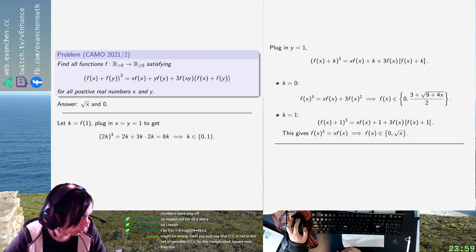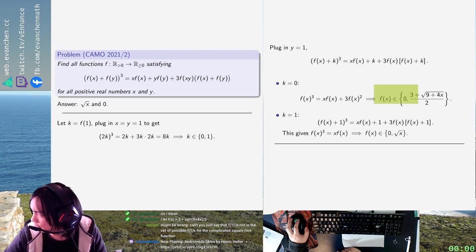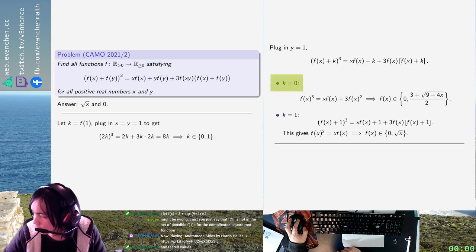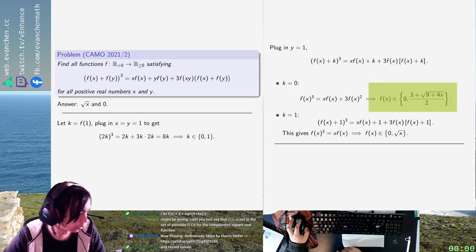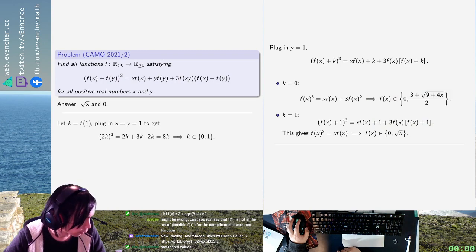I let f of x equal... Can't you just say that f of 1 is not in the set of possible f1s? Well, the problem is this is a pointwise situation. I know that f of 1 equals 0, actually assuming that. But this doesn't tell you anything about any other individual value of x.